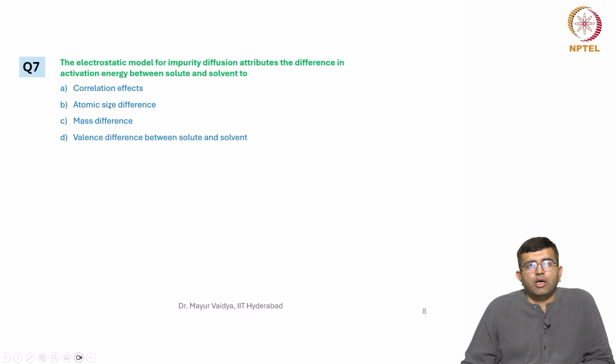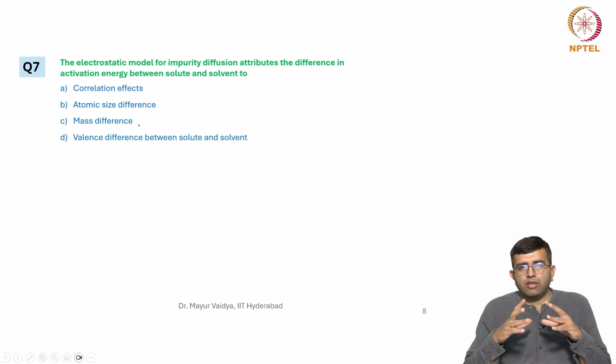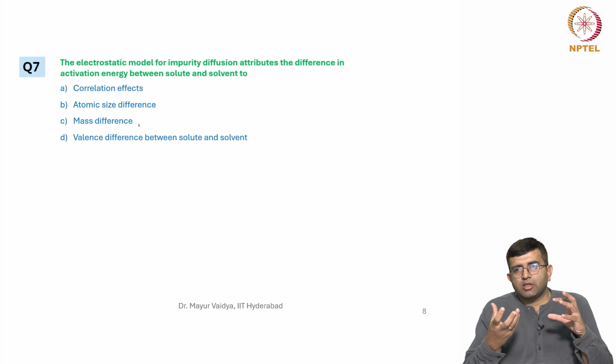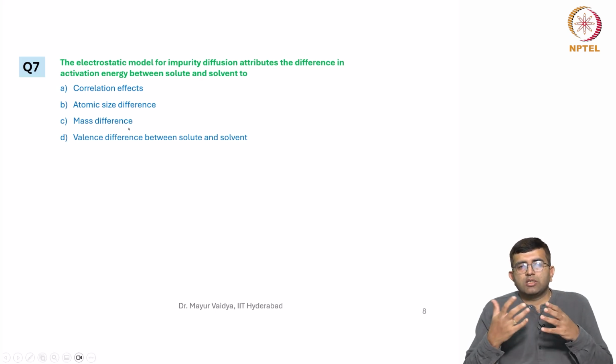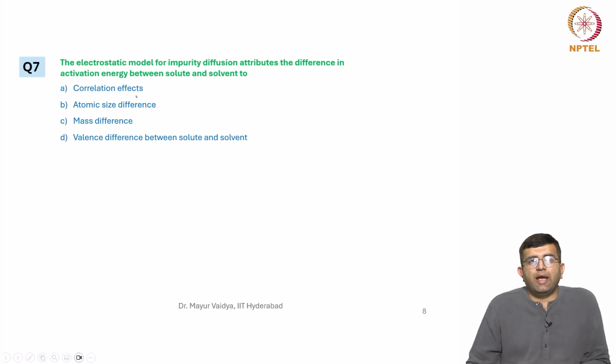Question number 7, the electrostatic model for impurity diffusion attributes the difference in activation energy between solute and solvent to. If you recollect, we had talked about this electrostatic model where the solute diffusivity is higher or lower than the solvent diffusivity, and that difference is attributed as delta Q. The activation energy difference delta Q is attributed to the difference in the valency between solute and the solvent. That is what we discussed, that it is the valency difference between solute and solvent which causes the difference in the activation energy. So, this is the correct option.